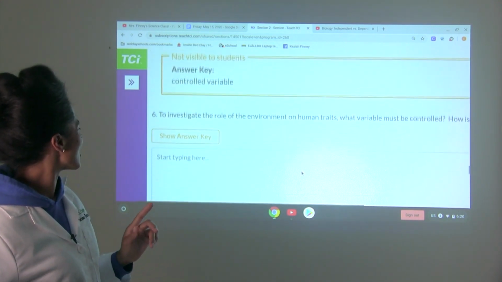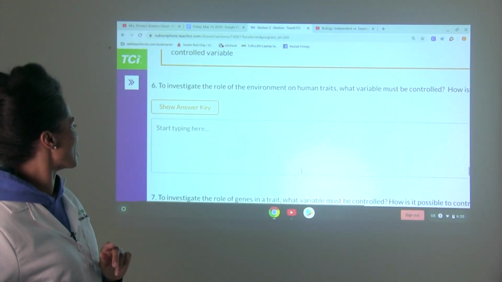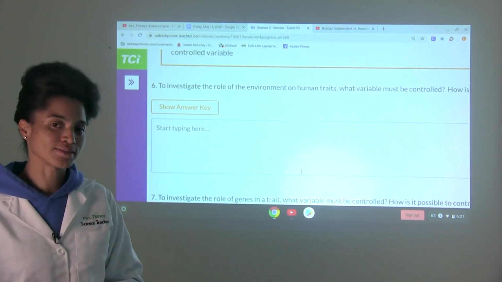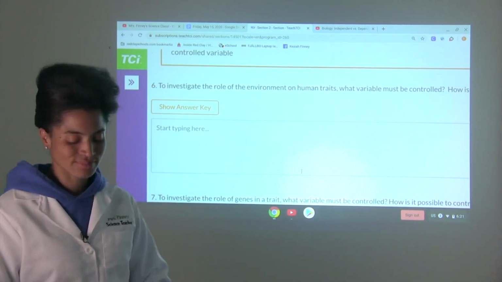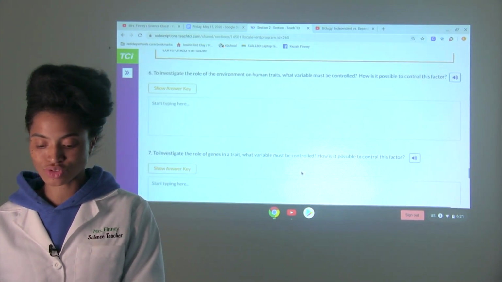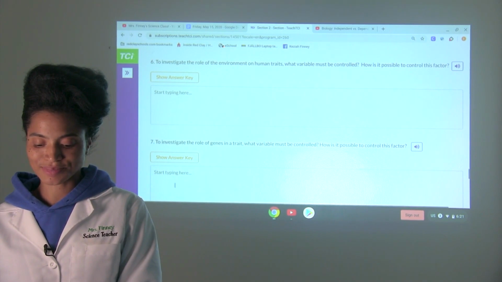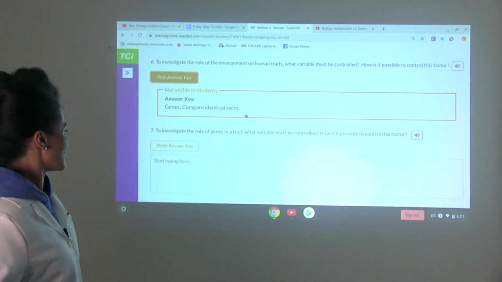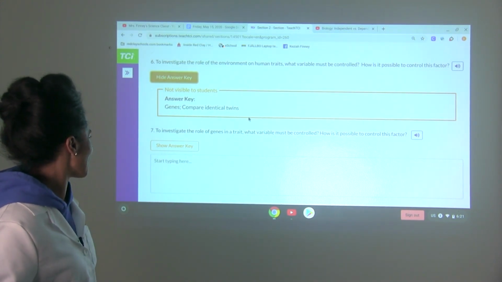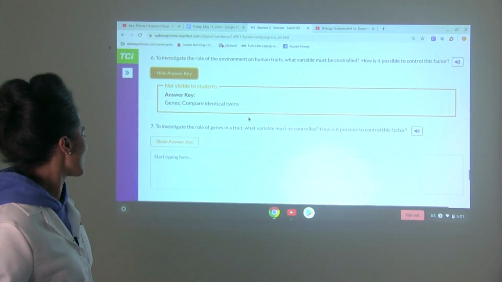To investigate the role of the environment on human traits, what variable must be controlled? How is it possible to control this factor? Genes. You can compare identical twins. Okay, make sure you have that one down for number 6.